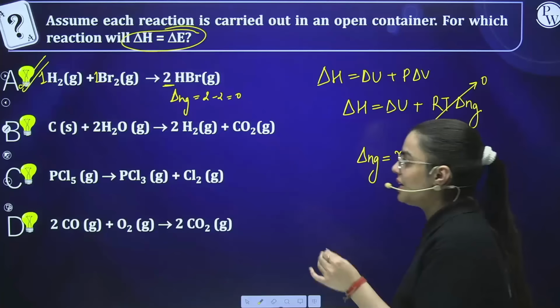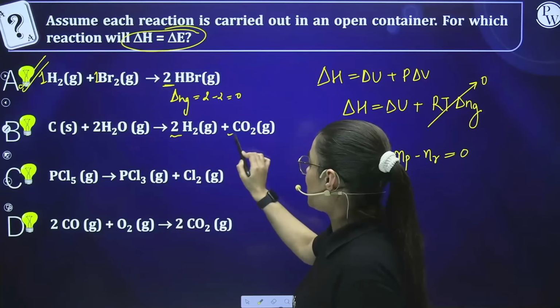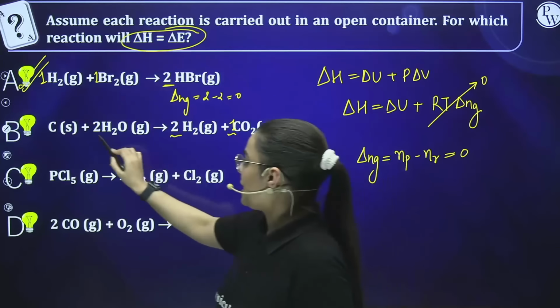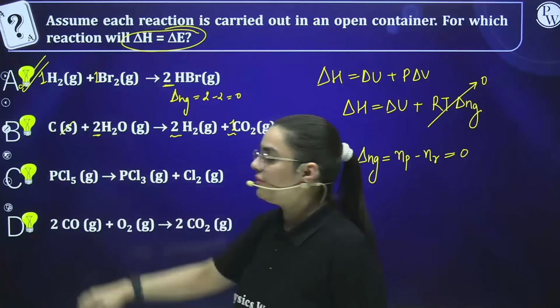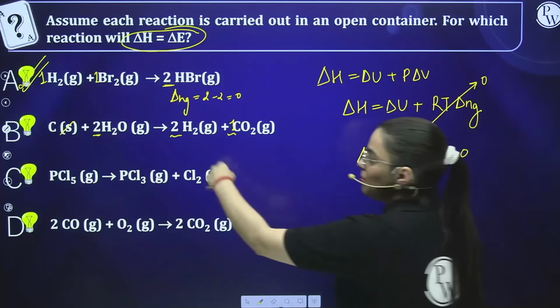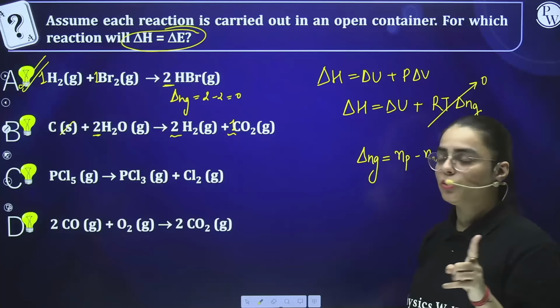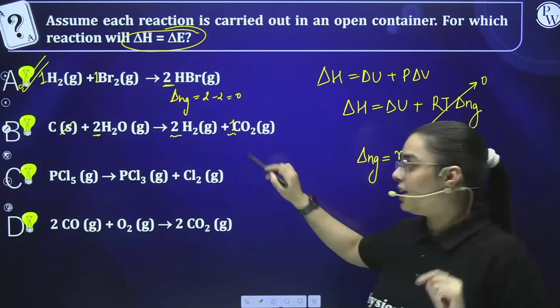If I see the B case, it is 2 plus 1 when nothing is given, 3. 3 minus 2. We don't consider solid, we are taking for the gaseous state. So 3 minus 2 is 1. Here delta Ng comes out to be 1. So we can say delta H is not equivalent to delta U in this case.